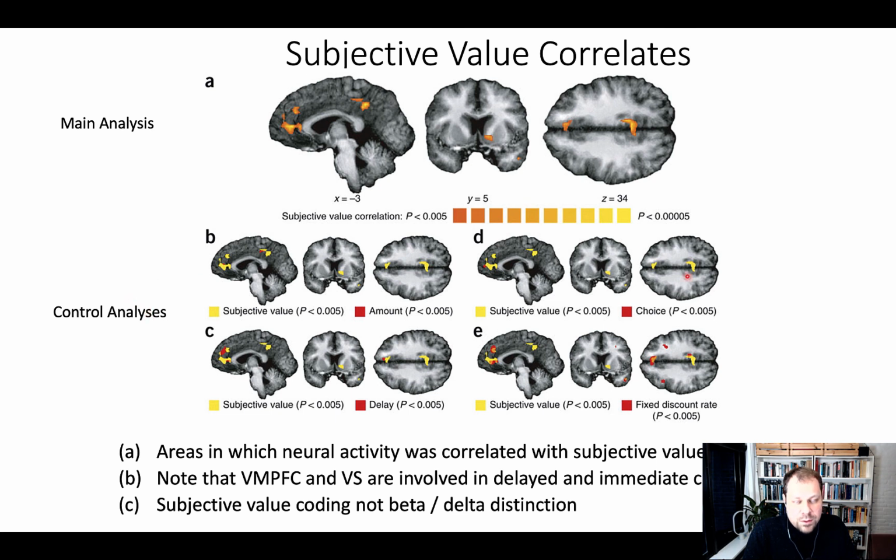The authors also performed a number of control analyses showing that the subjective value model does better than a model that only accounts for the amount, so the objective amount offered on each trial, the choice that participants made, the delay offered on each trial, or a fixed discount rate that is not a hyperbolic discount rate. So the model basically does better than all of these. So it seems to be subjective value coding, at least these results suggest, not beta delta distinctions, that drives the activity in these regions.